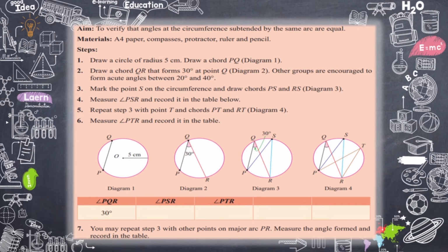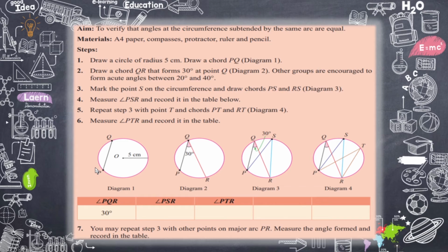So for the steps, for the first step, draw a circle of radius 5 cm. So you may take out your ruler and draw a straight line of the radius. After that, you might use your protractor to draw a circle. After that, draw a chord PQ based on the diagram 1.